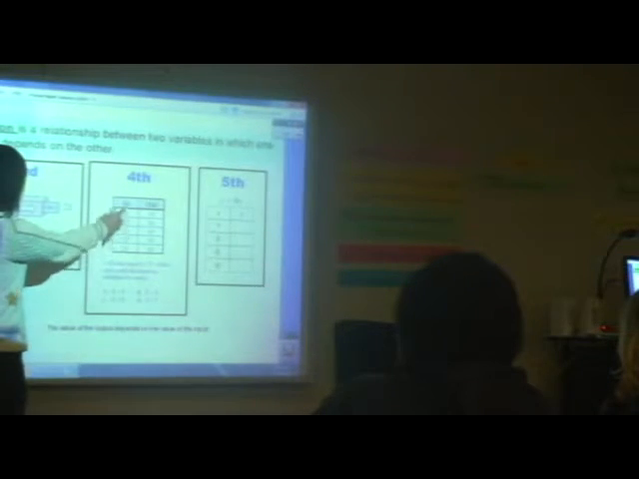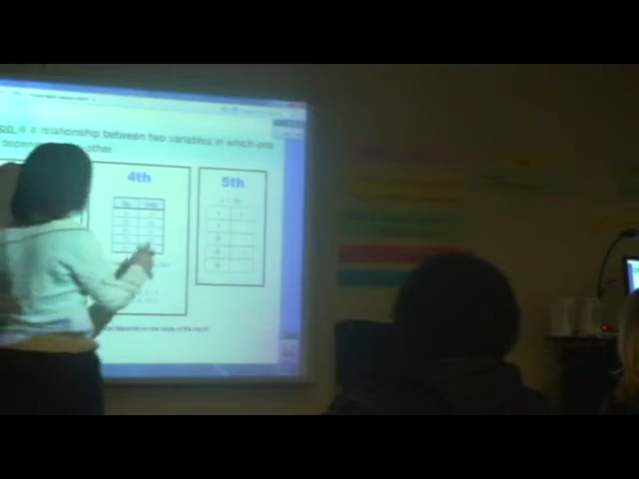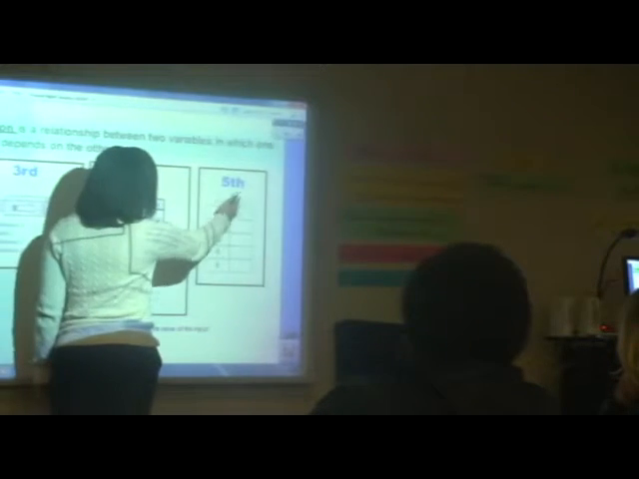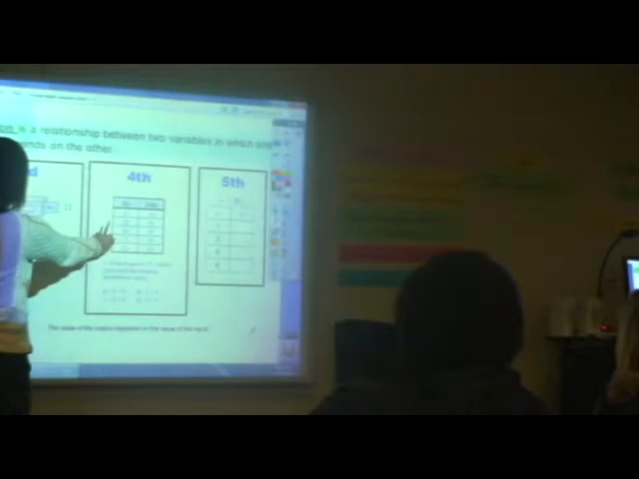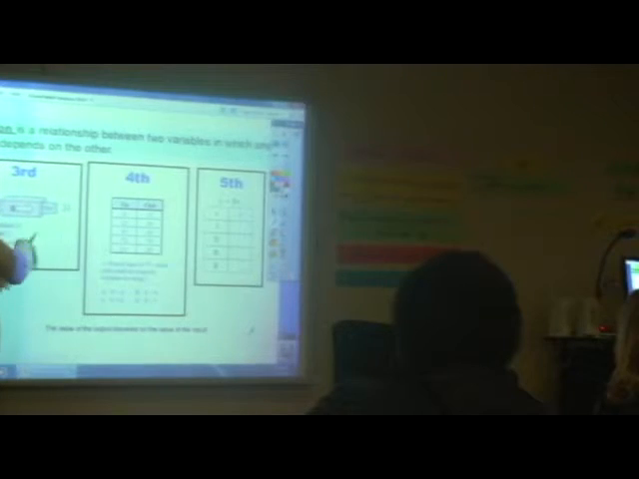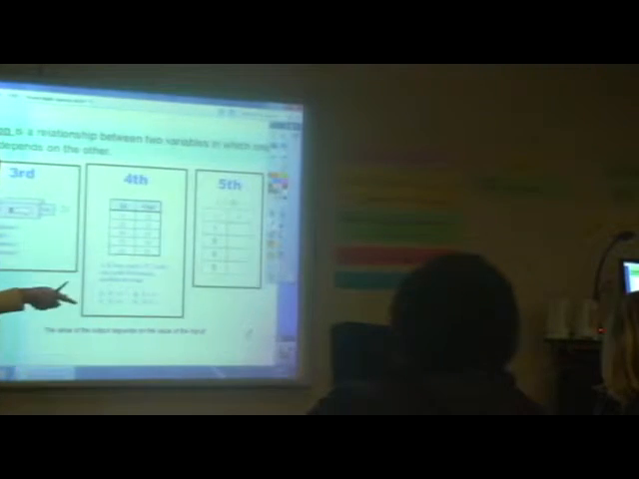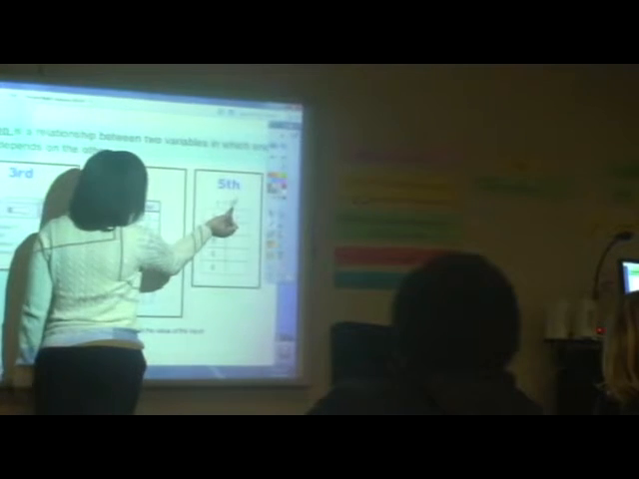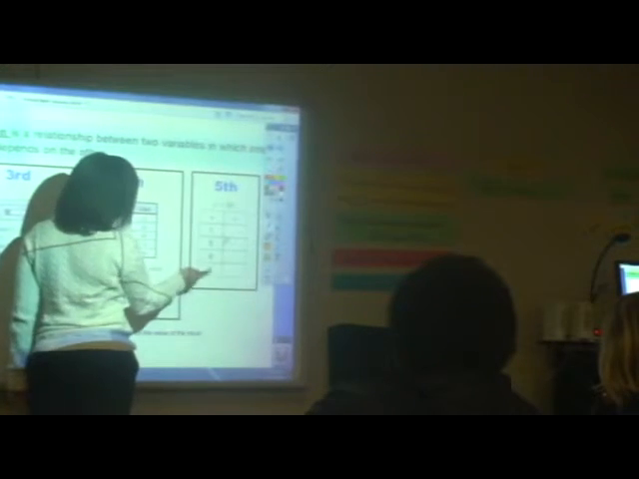Plus 6 is the only one that works every single time. In 5th grade, they start using variables, the X and the Y, and they're seeing the equation, and they also have to create the equation. So in this case, instead of just writing, like in 4th grade, plus 6, or 3rd grade, minus 3, they have to be able to tell us what's happening to X to give us Y.